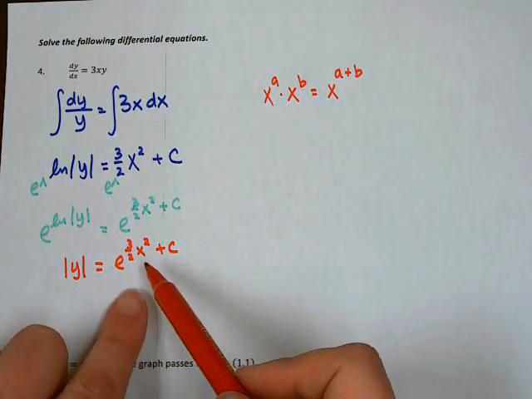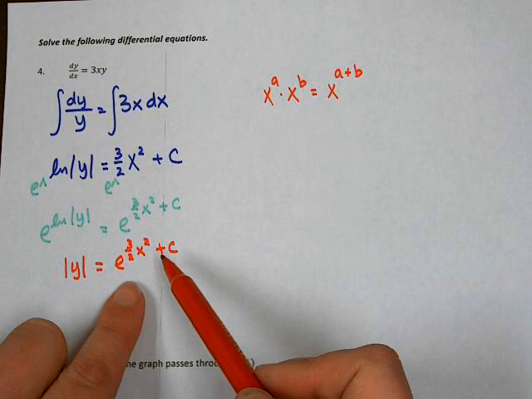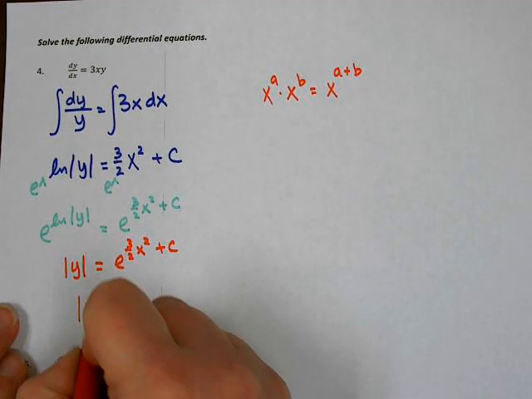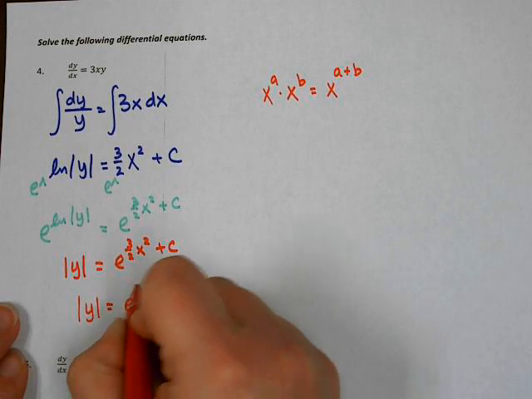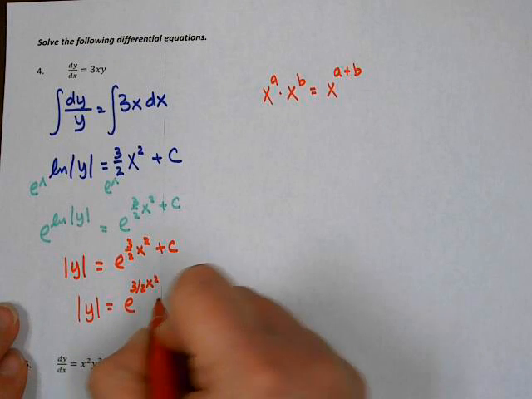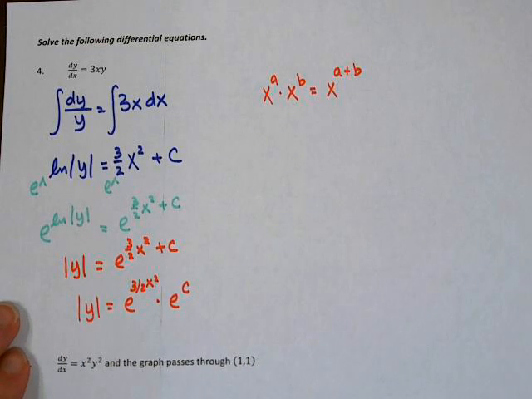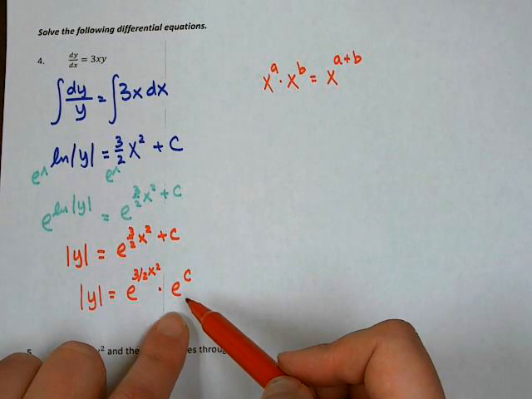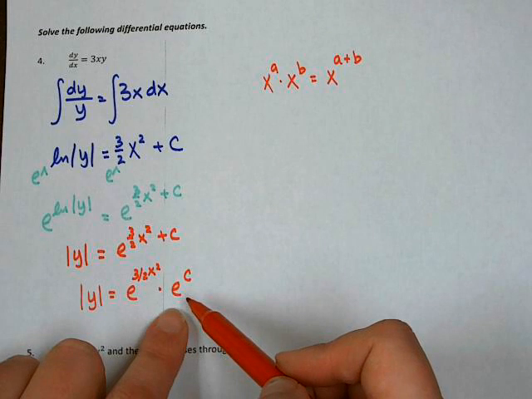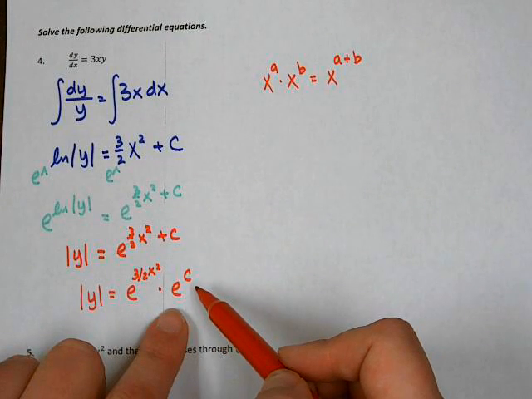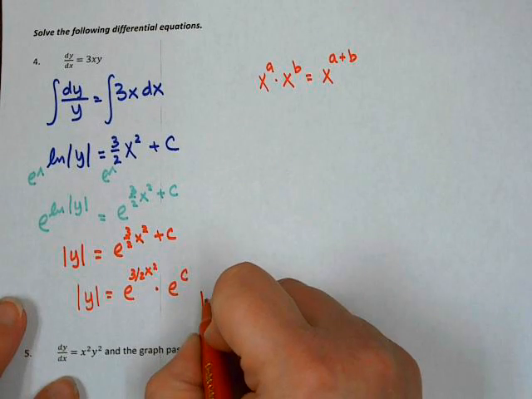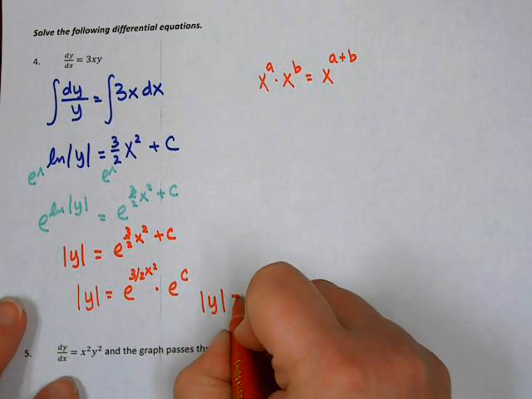If we look here, we have 3/2 x squared plus c as an exponent, which means I can rewrite this as the absolute value of y equals e to the 3/2 x squared times e to the c. Now remember, c is a constant and e is a number. So if we have e, which is just a number, 2.7 raised to some power, that's just a constant.